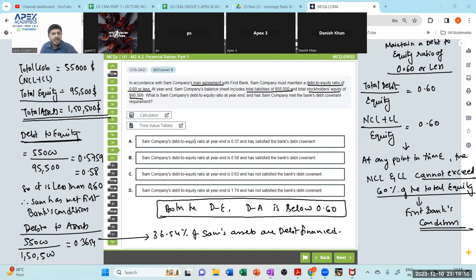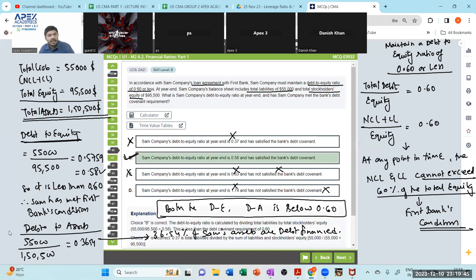Now let us see. Sam company's debt to equity ratio at the year end is 0.37. Wrong. The debt to total assets is. And it has satisfied the bank's covenant. This is wrong. Sam company's debt to equity ratio at year ending is 0.58. Correct. And it has satisfied the bank's covenant. This is the right answer. Sam's is 0.63 is wrong. And it has not satisfied is wrong. Sam company's debt to 1.74. It is not satisfied. Wrong. What is your answer? It is 0.58 and he has satisfied the bank's covenants.